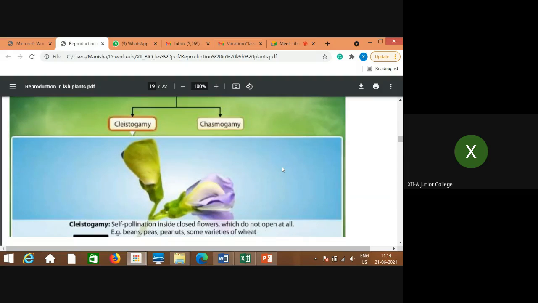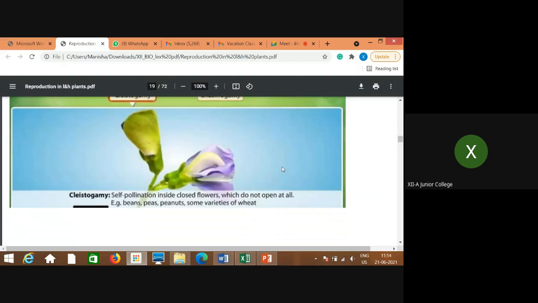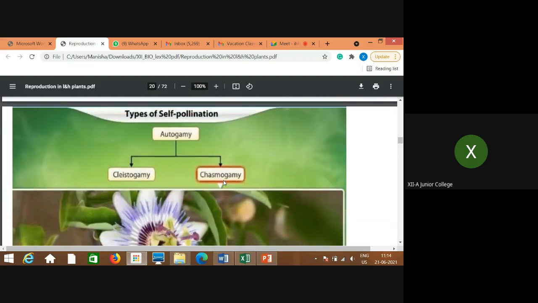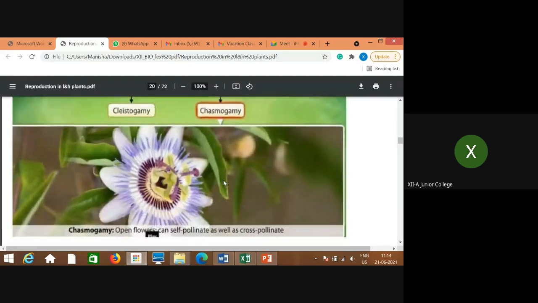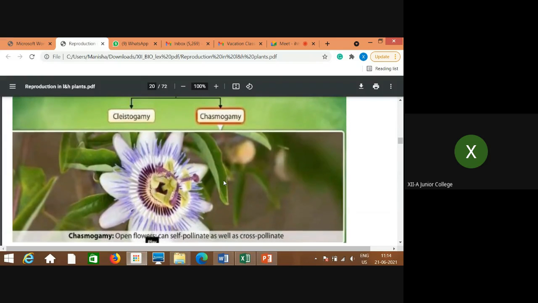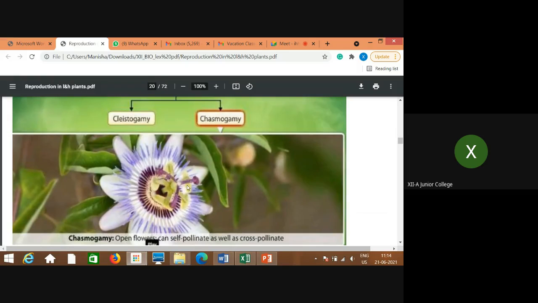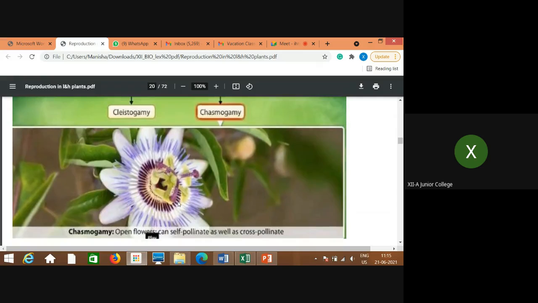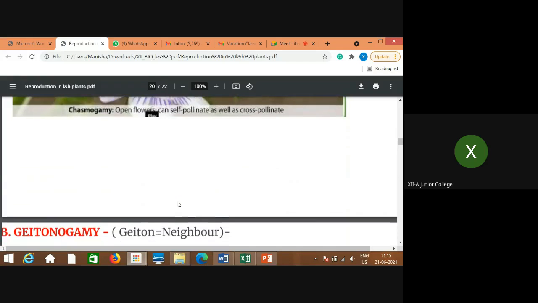Few more of the same types: cleistogamy and chasmogamy. Cleistogamy is seen in beans, peas, peanuts, and some varieties of pea. This is self pollination inside the closed flower which does not open. So this is cleistogamy. Flowers are not open. And another example of chasmogamy is here, with very little chance of cross pollination, because when the flower is mature, only the sex organs, carpel and stamen, are exposed.